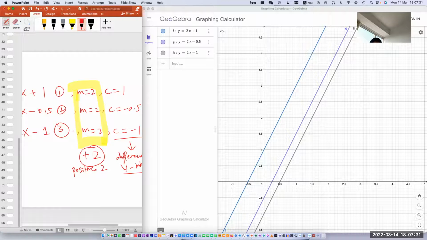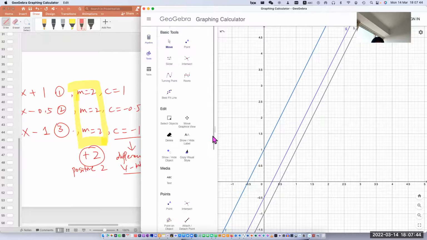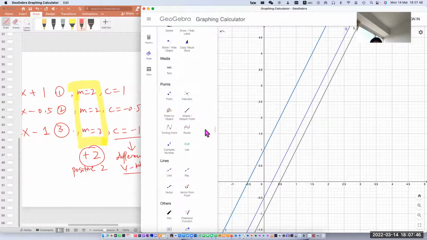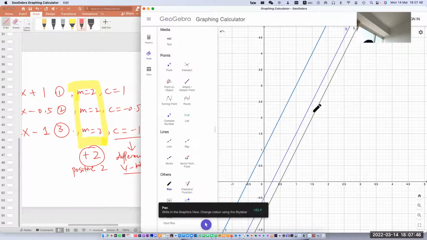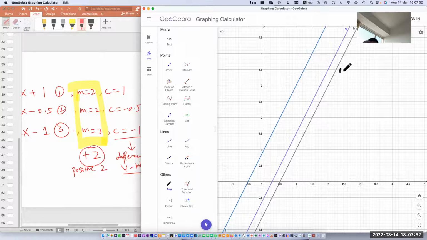The gradients are the same, right? So when the gradients are the same, what conclusion do you make here, based on their appearance? Any conclusion you can make based on the appearance? So all are m equals to 2.